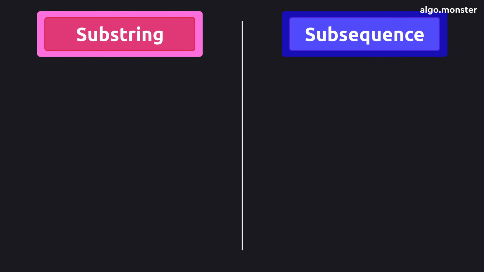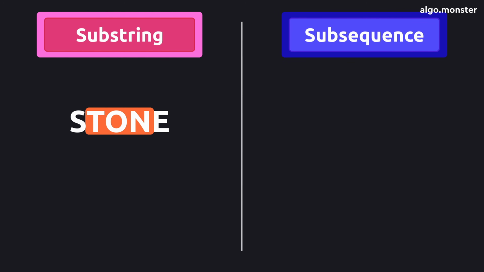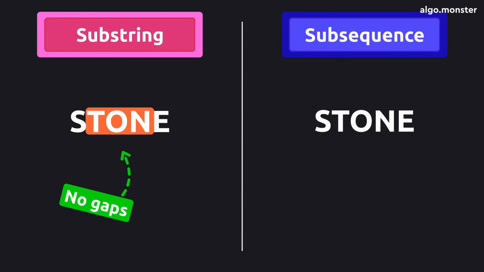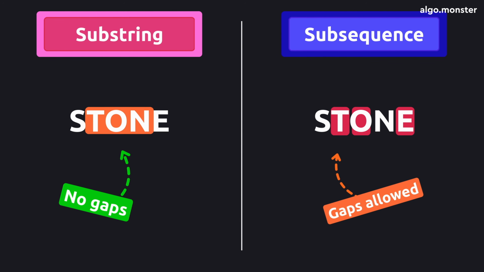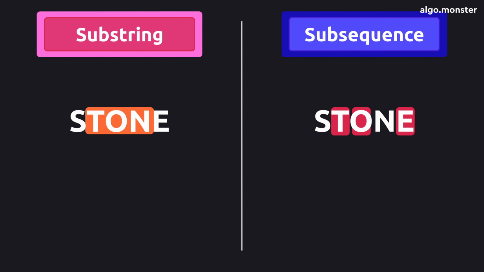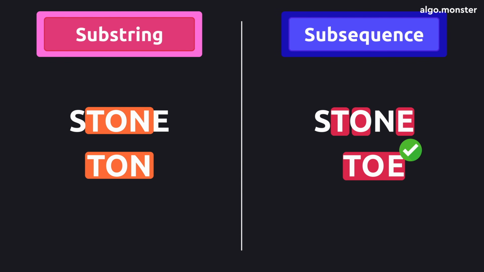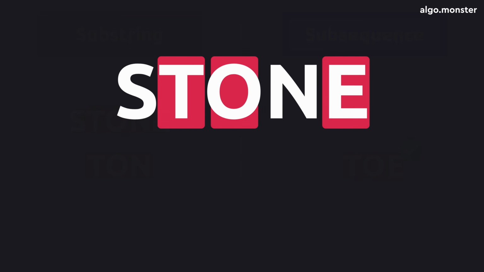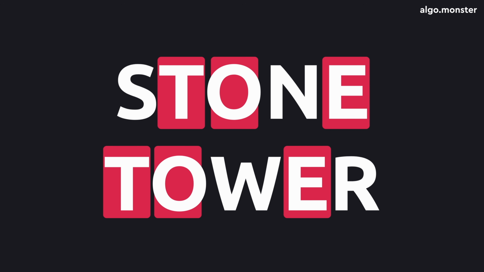But before we go further, let's clarify what a subsequence actually is. It is not a substring. A substring means that the characters go one after another without any gaps. A subsequence, on the other hand, means that the characters appear in the same order, but there may be gaps between them. Take the word stone as an example. Ton is a substring, 3 consecutive characters, but toe is a subsequence. We skip the N, but the order is still preserved. First T, then O, then E. So the task is to find the longest such subsequence that exists in both strings at the same time.